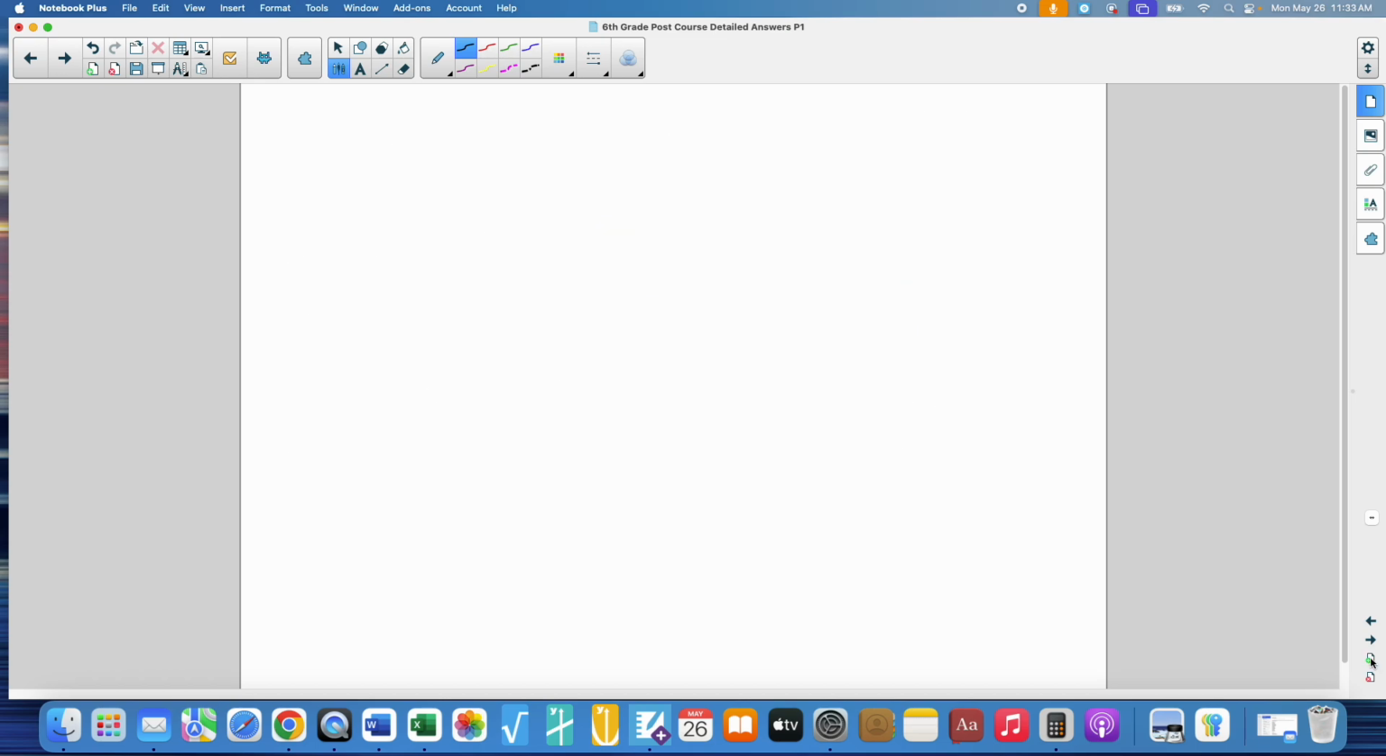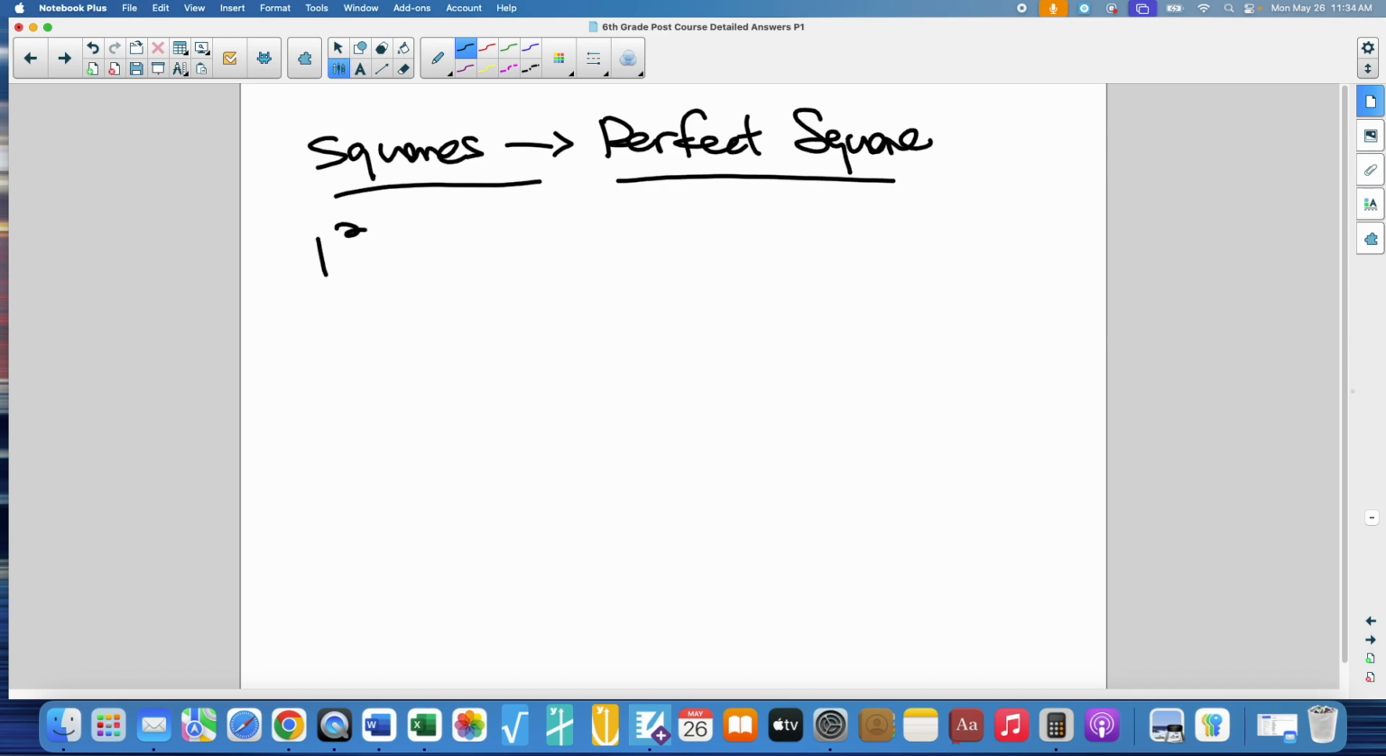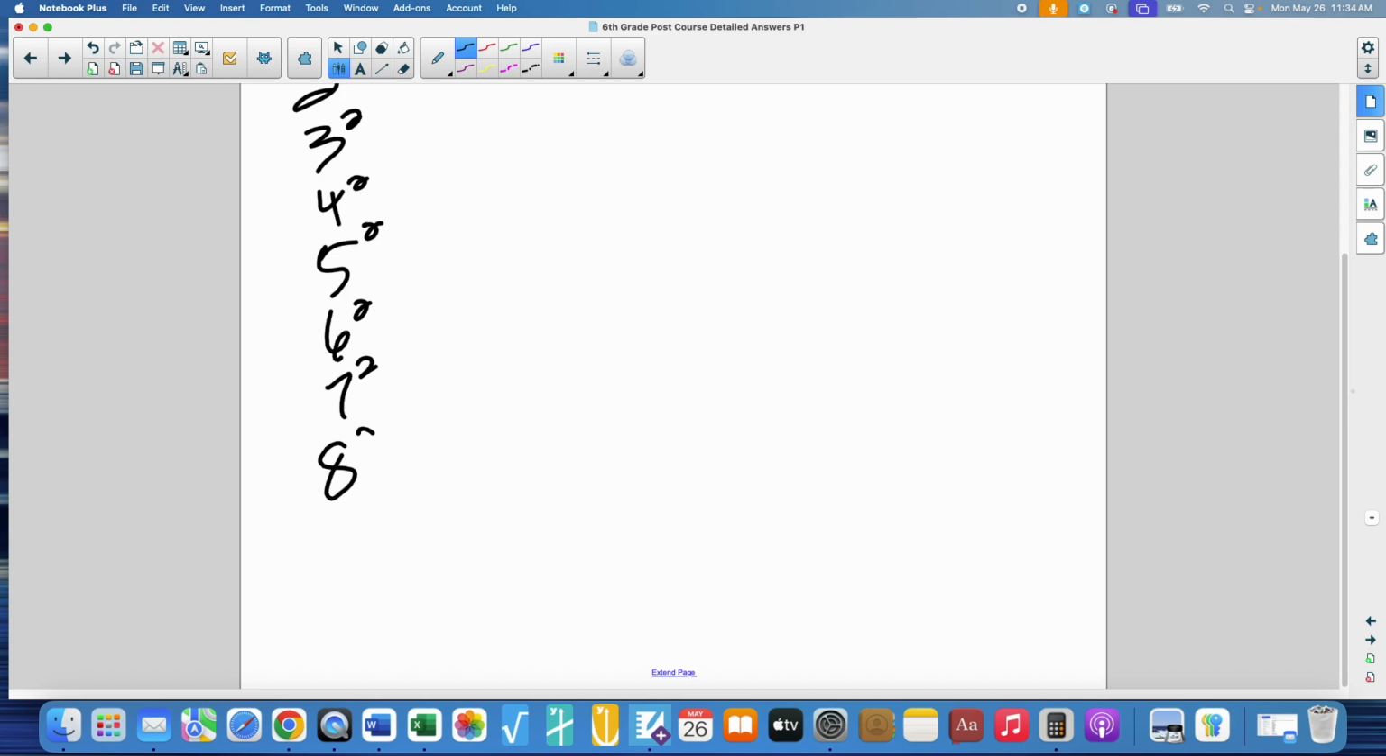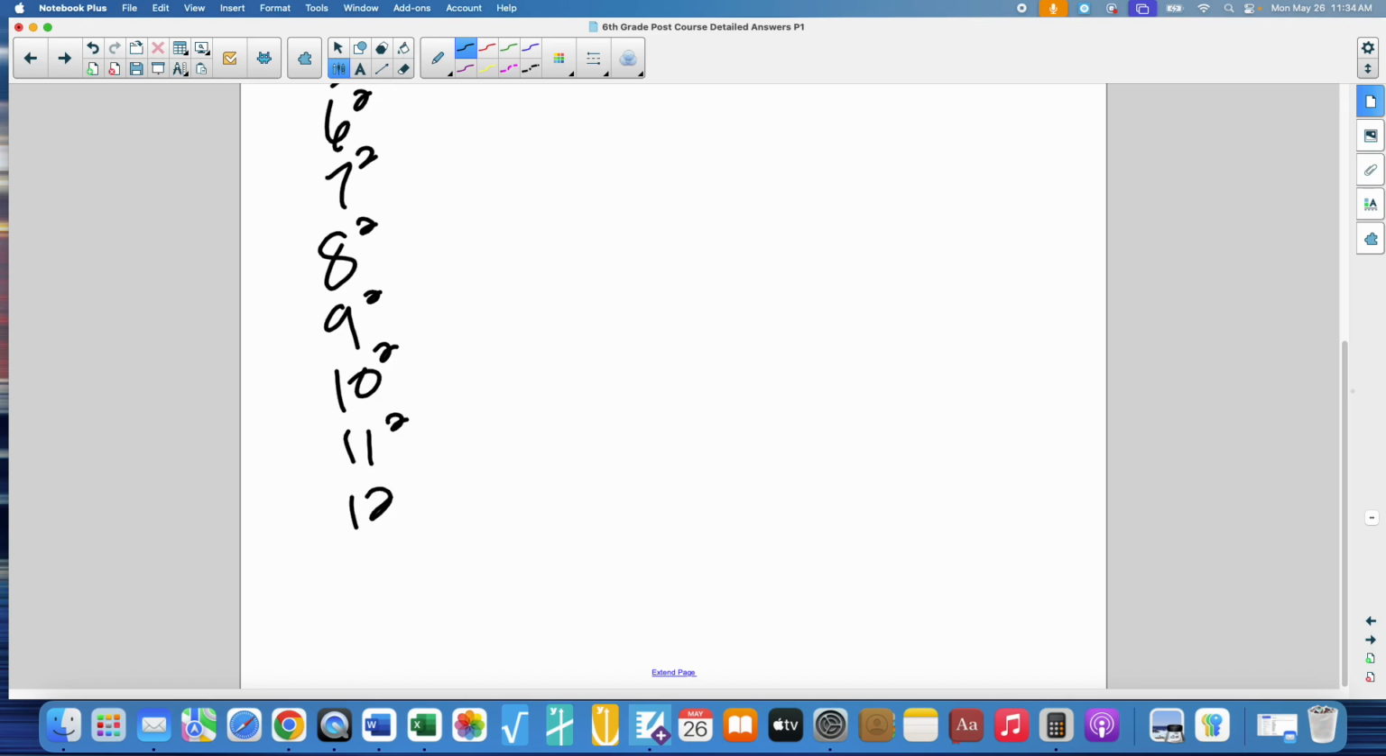So perfect squares, we call them squares, and they're also known as perfect squares. So perfect squares are the products. So if you have 1 squared, 2 squared, 3 squared, 4 squared, 5, 6, 7. Let's keep going down here. 8, 9, 10, 11, 12, 13, 14, 15.